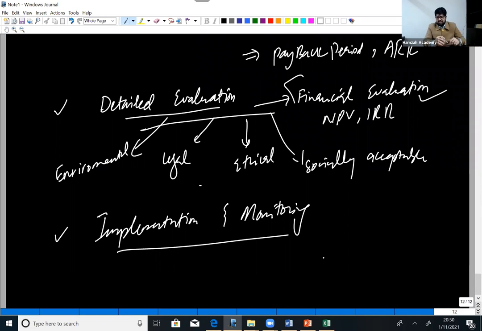And the last stage is monitoring, that if it has moved, it should be taken. And the next is the post-implementation audit.